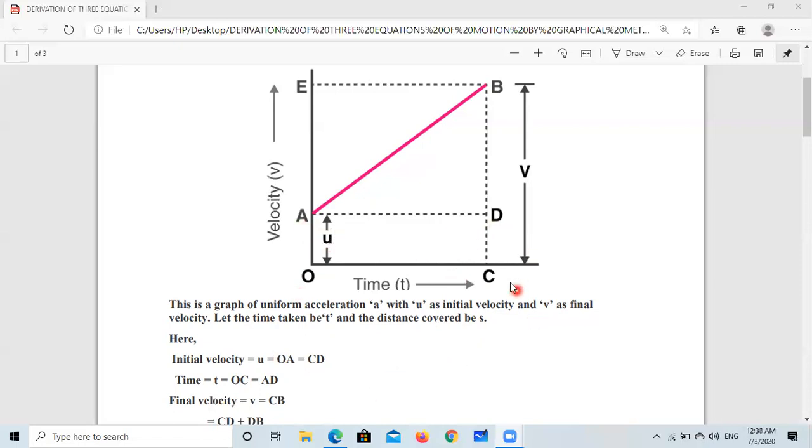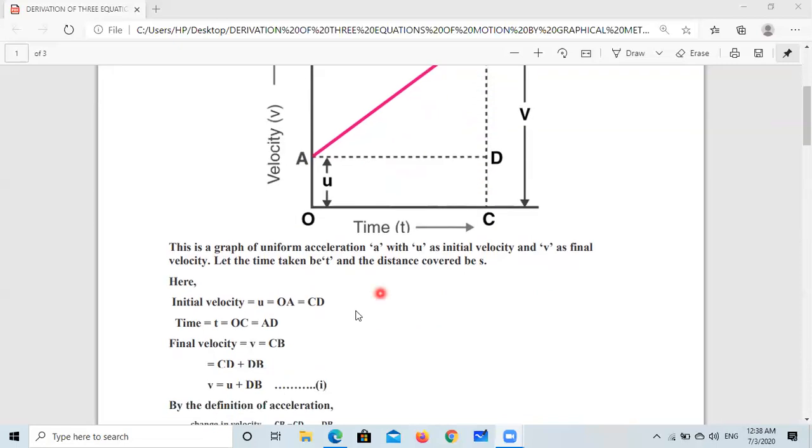Final velocity is v, that is CB. CB represents final velocity. This can be written as CD plus DB. CD is u, so u plus DB. So here final velocity v is CB, which is CD plus DB, so v equals u plus DB.